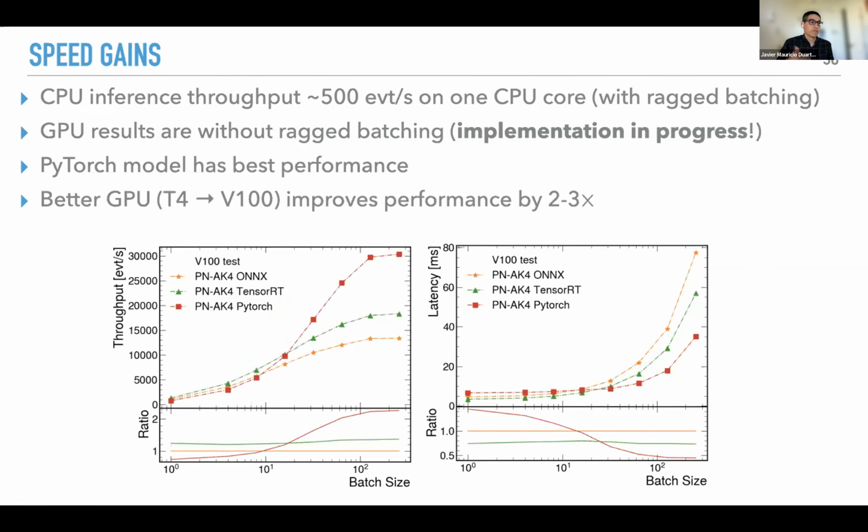And then of course, this story gets even better the more expensive a GPU you have. So moving from a T4 to a V100 improves the performance roughly by a factor of 2 to 3.